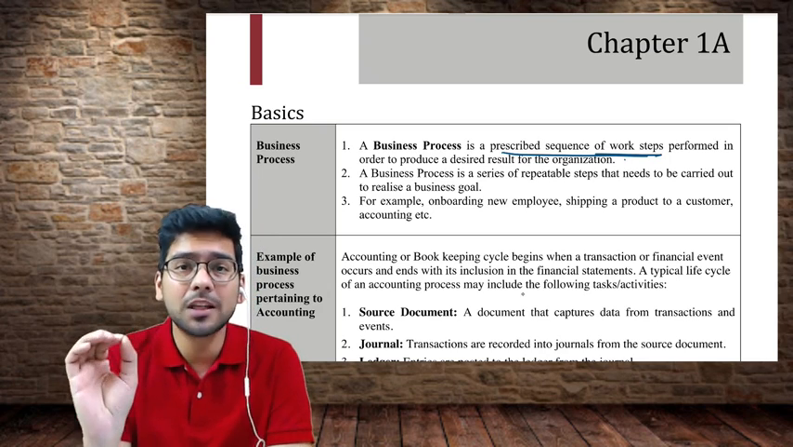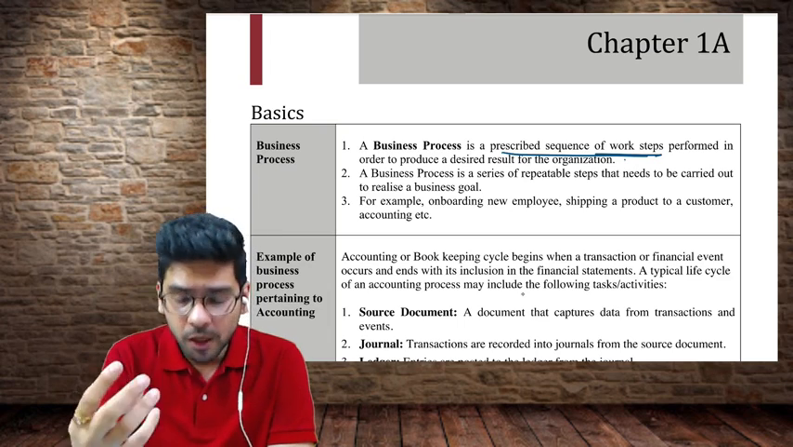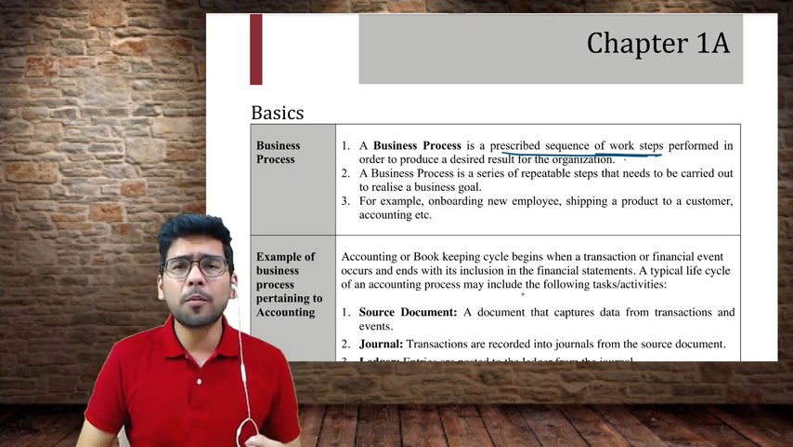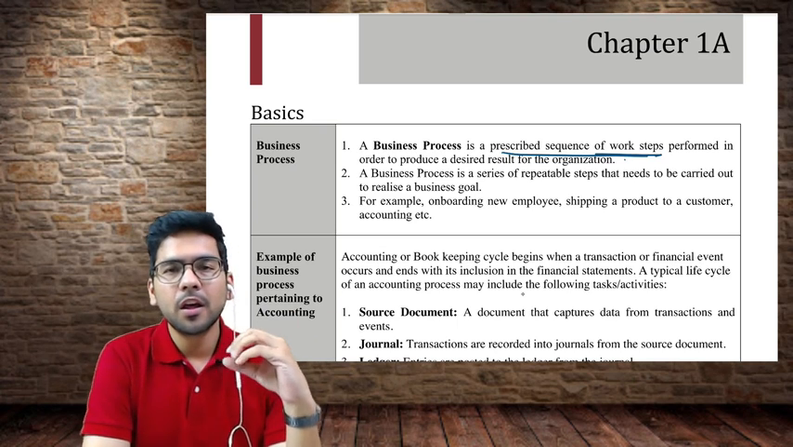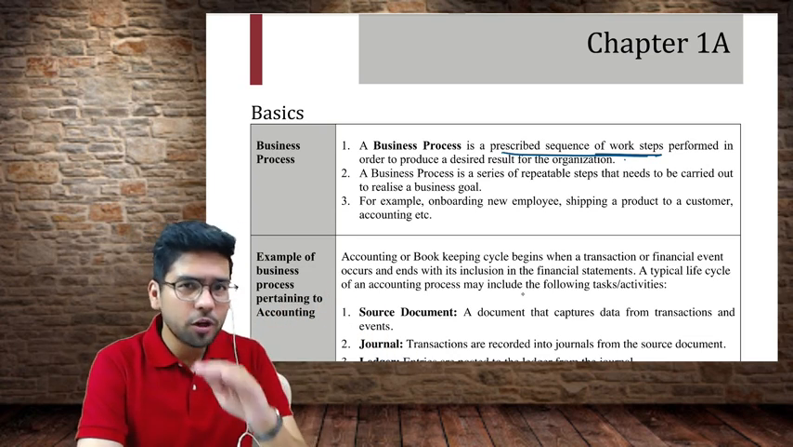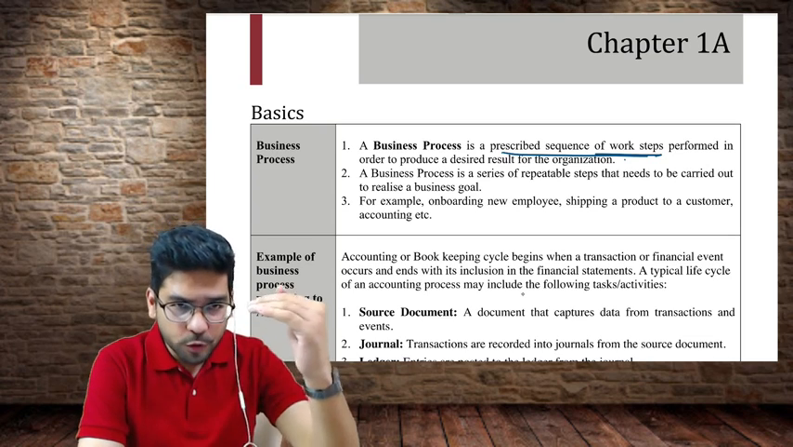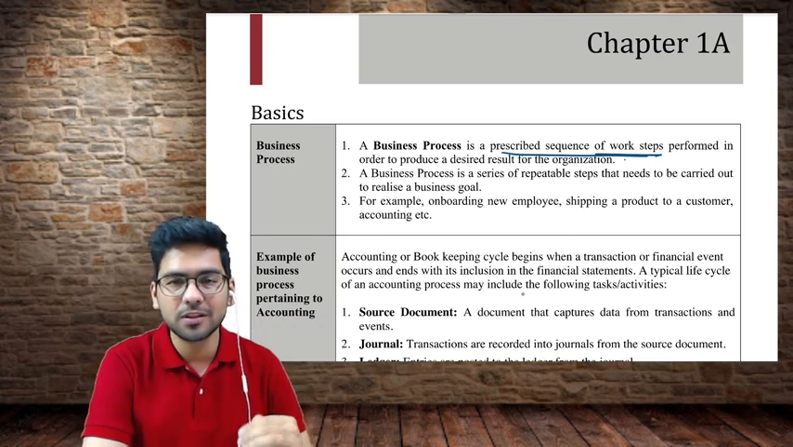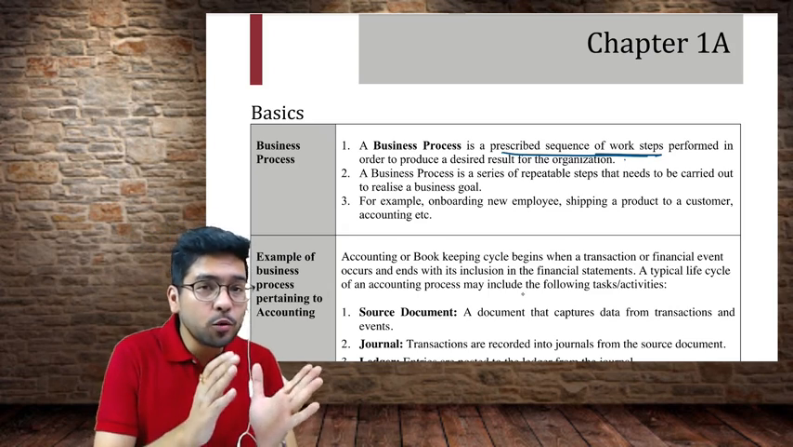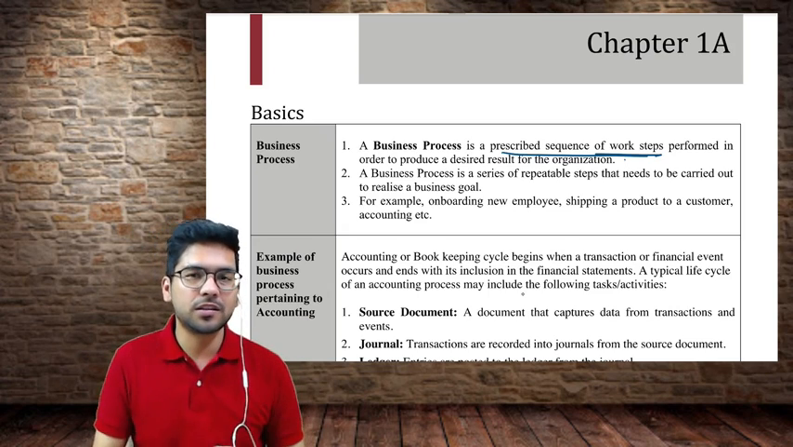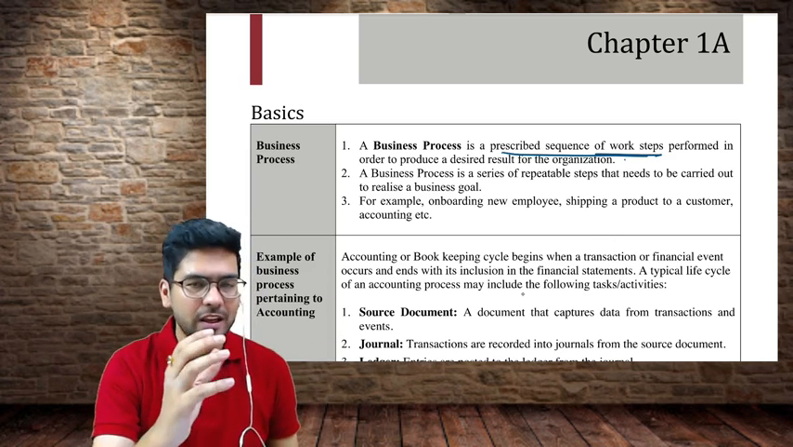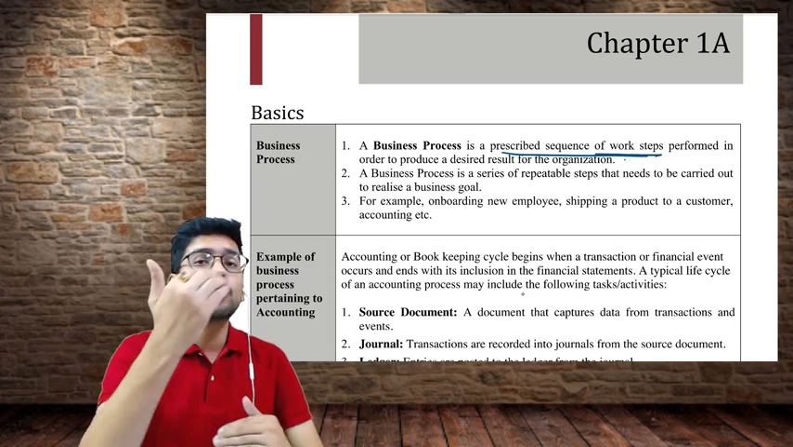Okay, so it is a prescribed sequence of work steps which has to be performed to produce a desired result in the organization. Now, let's talk about the sales process. Generally in every organization, there is a proper process procedure defined. So if I talk about the sales process, let's say first I'm going to take up the orders from the customer, then I'm going to check the availability of the particular product. Okay, then if the stock is there, I'm going to dispatch it. Along with the dispatch, let's say I'm going to send them the invoice, then they are going to pay me the payment.